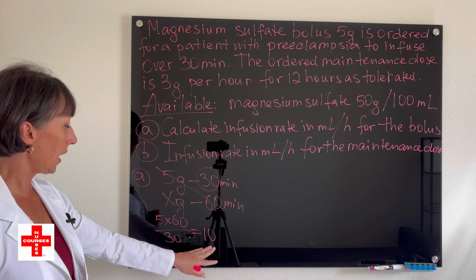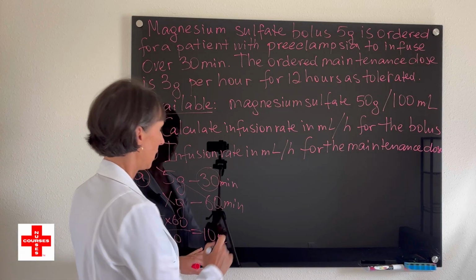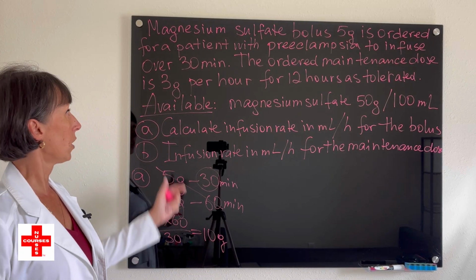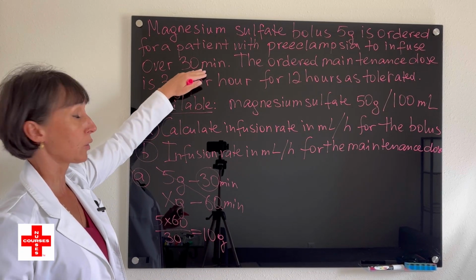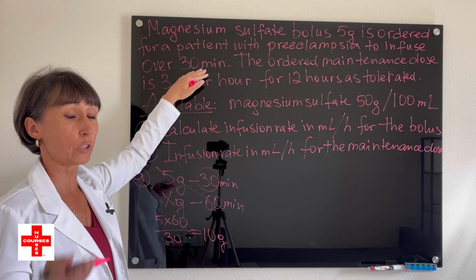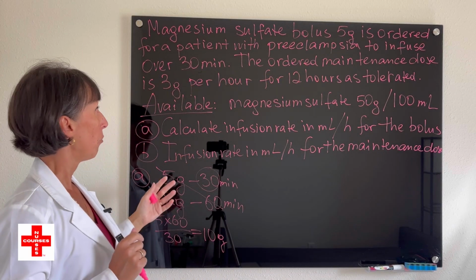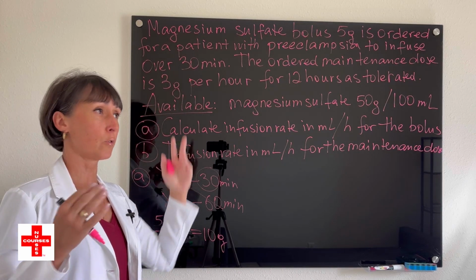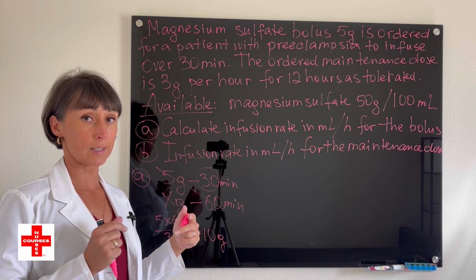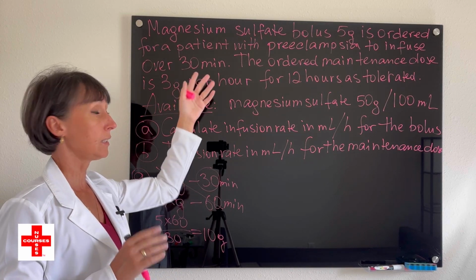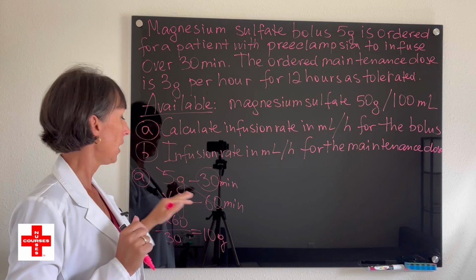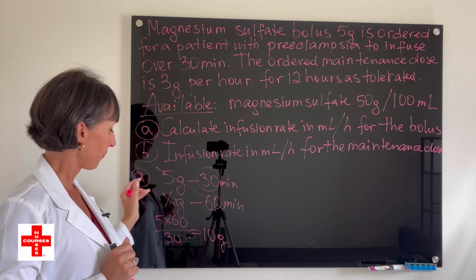And I get 10 gram is going over an hour. Now, if the numbers are so easy as 30 minutes compared to an hour, you can see right away, you can just double this 5 gram and get your 10. But what if it's 15 minutes or 45 minutes or some other number of minutes that are given to you that are not so easy to do in your head? This is how you will set it up.